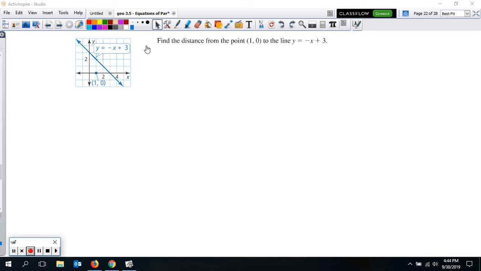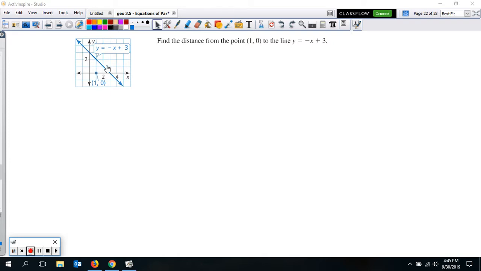But it's asking us the same question here as find the distance from the point (1, 0) to the line y equals negative x plus 3. So remember when it's asking for a distance from a point to a line, it has to be perpendicular. So that distance has to be perpendicular to the line. So we can't just go from here to here and say, well, that's 2 from this point up to that point. Well, that's not perpendicular, as you can see.